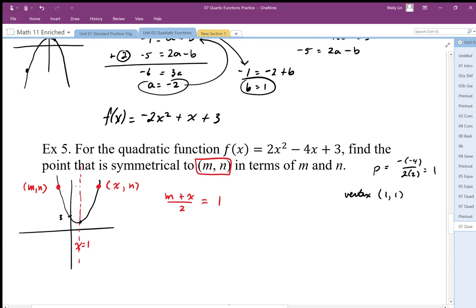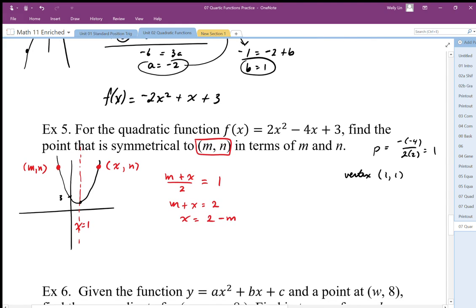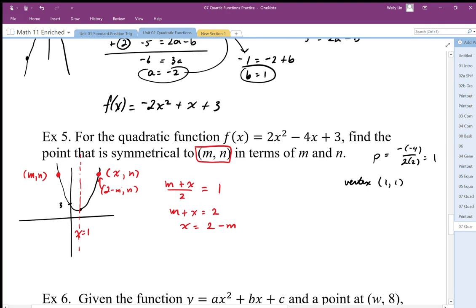Now I could calculate a distance here, go 1 minus m and then find that distance over here. I could do all that calculation, but this is much easier because now I just solve for x. So x is equal to 2 minus m. So that's the coordinate of the point that's symmetrical. This coordinate is (2 minus m, n). I've now found the x position in terms of the variable m.